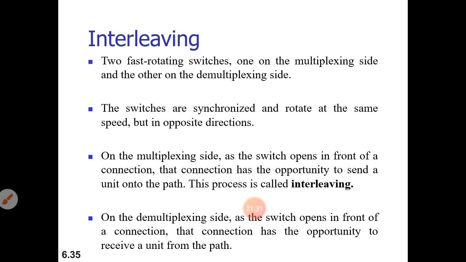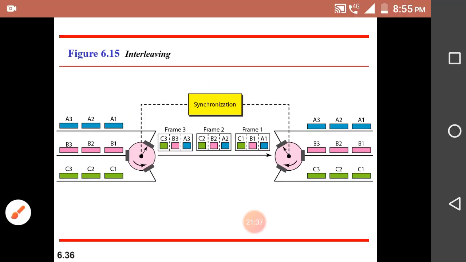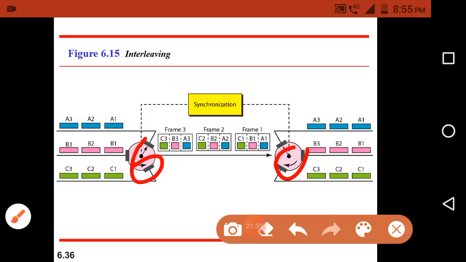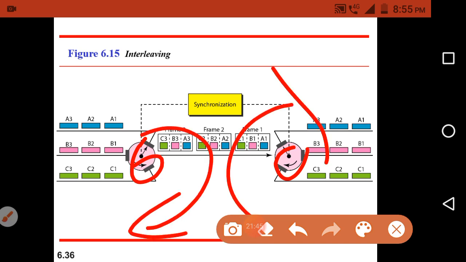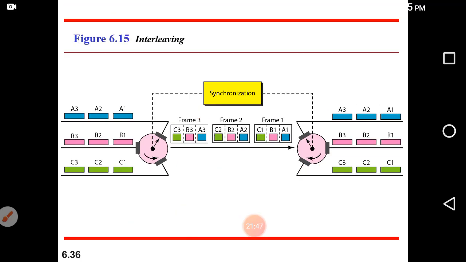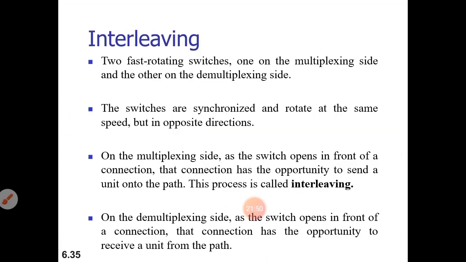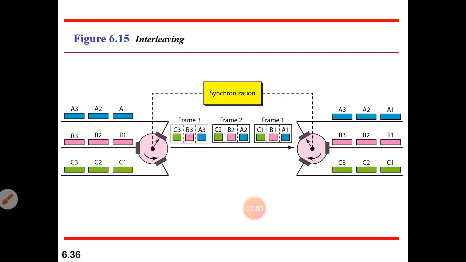The second point is that the switches are synchronized and rotate at the same speed but in the opposite direction. One is rotating clockwise and the other anti-clockwise. The next point is that on the multiplexing side, as the switch opens in front of a connection, that connection has the opportunity to send the unit onto the path. That process we call interleaving.